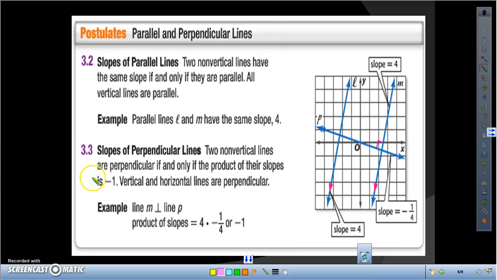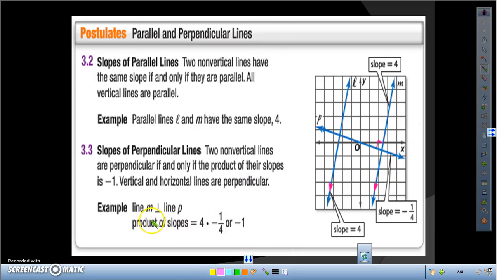And we will use both directions of these statements at one time or another. Okay, so talking about parallel lines and looking at our example. It says parallel lines L and M have the same slope of 4, and it should make fairly good common sense to you that if two lines have the same slope value and the same steepness, that they will be parallel, which means they'll never touch because they have the same steepness.